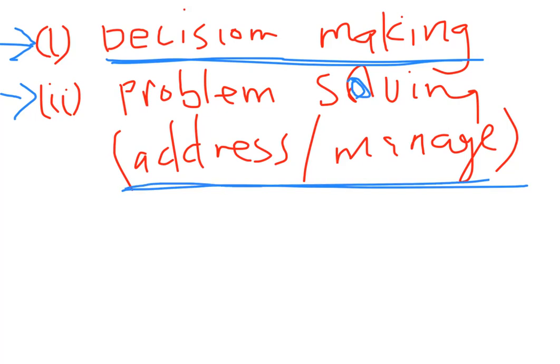We have to choose which one we need to go for. So the one that comes first is decision making. First, you have to make a decision. You have to decide. This is common.